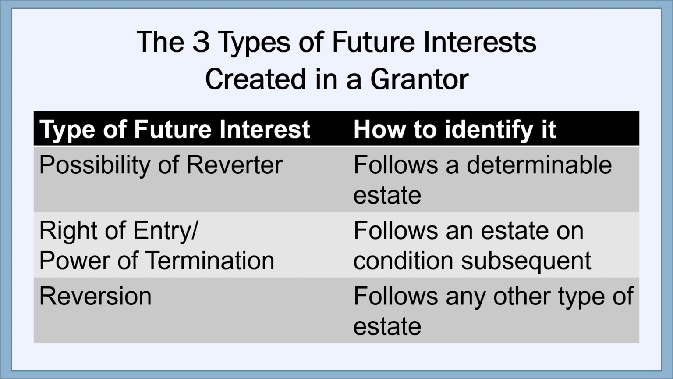In the previous video, we learned how to identify each of the 3 kinds of future interests that's created in a grantor. The possibility of reverter is easy to identify because it always follows a determinable estate, usually a fee simple determinable. Likewise, the right of entry or power of termination always follows an estate on condition subsequent. Almost always, it's a fee simple on condition subsequent. The 3rd kind of future interest created in a grantor is a reversion, and it follows any other type of estate, that is, one that doesn't follow a determinable or condition subsequent estate.